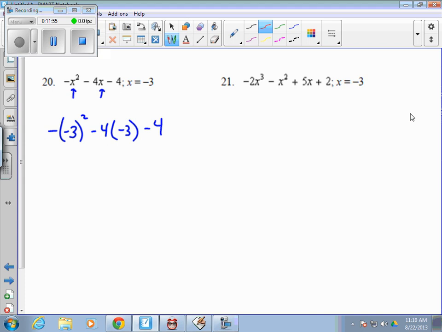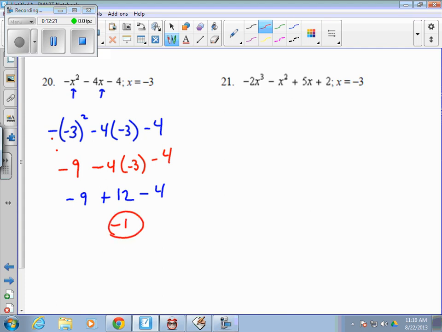Negative 3 times negative 3 is a positive 9. Bring down your negative in front of it, and bring the rest of it down. Now do multiplication. Negative times a negative. 4 times 3 is 12, positive. So we have negative 9 plus 12 minus 4. Now add from left to right. Negative 9 plus 12 is 3, and 3 minus 4 is negative 1.